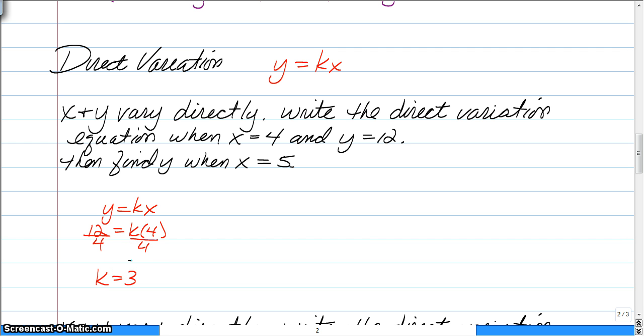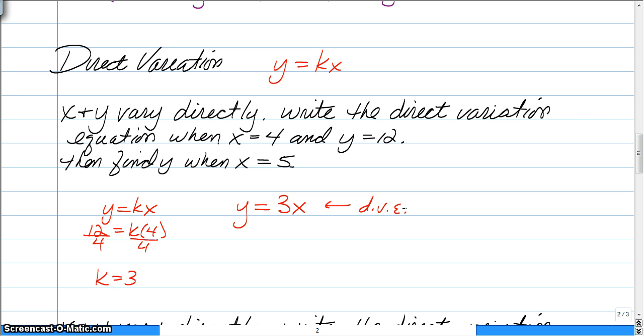Now, k equals 3 is not the answer to the first part. It says write the direct variation equation. K equals 3 is not an equation. You have to write y is equal to 3x. This is your direct variation equation.